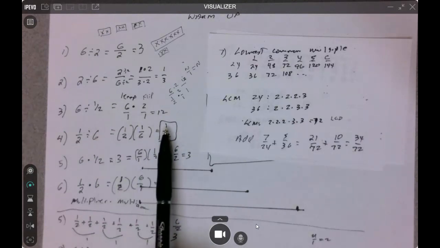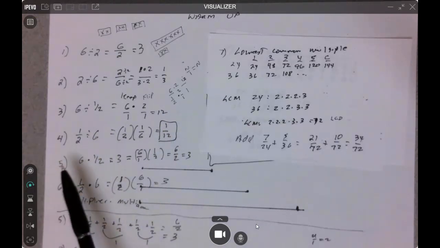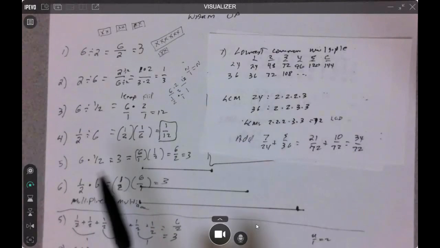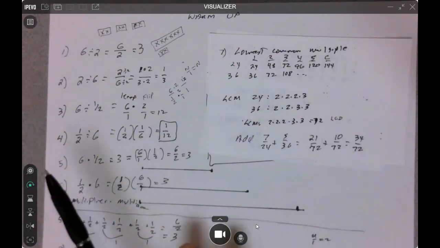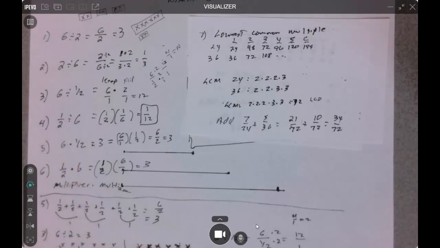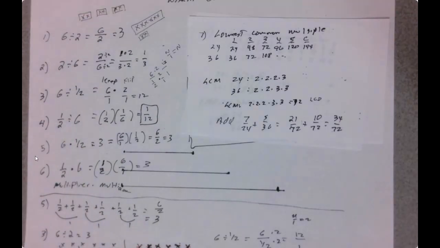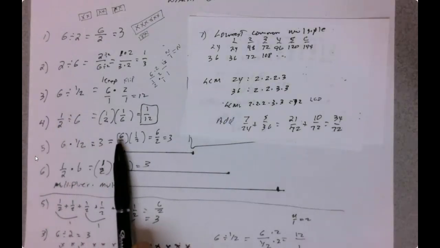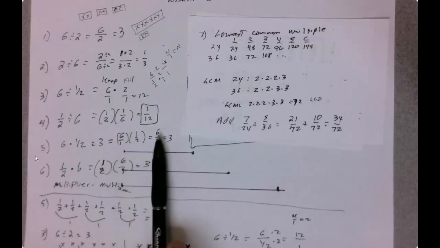If you had 6 of these, 6/12 would reduce to 1/2. And again, we did the keep, change, flip. Here's a straight multiplication problem, and when you're multiplying, you just multiply straight across, and you put a 1 under this whole number so it's clear to you that you're multiplying 6 times 1 and 1 times 2, and then there's your 6 divided by 2 problem, which we've had a couple of times already.